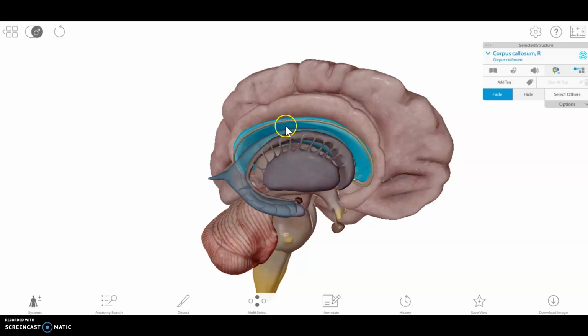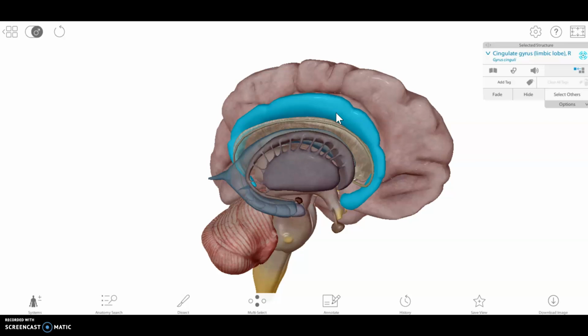Then you have your cingulate gyrus right here. This increases the surface area of the brain. It also plays a role in your limbic system. Your limbic system is kind of like your emotional brain, your emotional center. We've already talked about the central sulcus, the parieto-occipital sulcus, and the cerebellum.